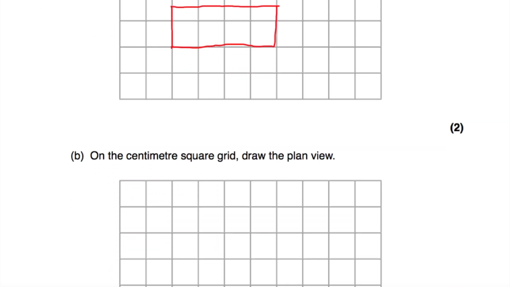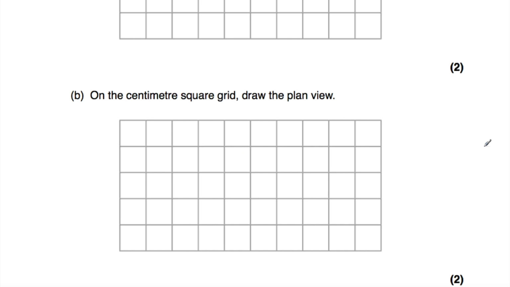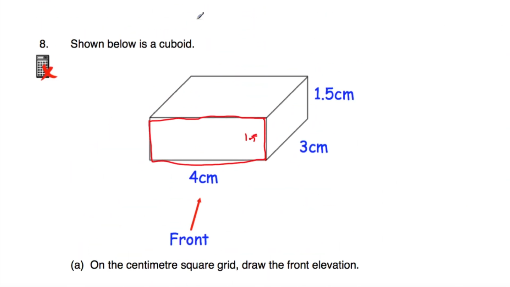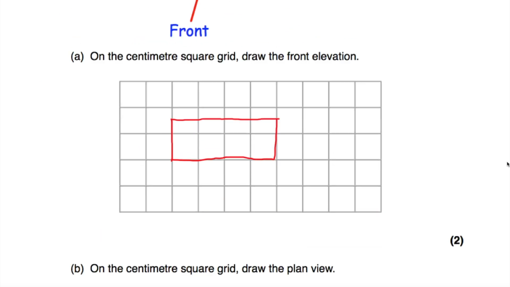Okay, and then on the centimeter grid below, draw the plan view. So the plan view is from above, so if we look at this from above, what would we see? We would see 4 centimeters going across, and then it goes back 3 centimeters, across 4 centimeters, and back 3 centimeters. So it'd be a rectangle. If you look at this cuboid from above, it'd be a rectangle, and it would be a 4 centimeter by 3 centimeter rectangle. And we've got 4 centimeters at the bottom of it, 4 at the top, 3 on the right, and 3 on the left. So let's draw that.